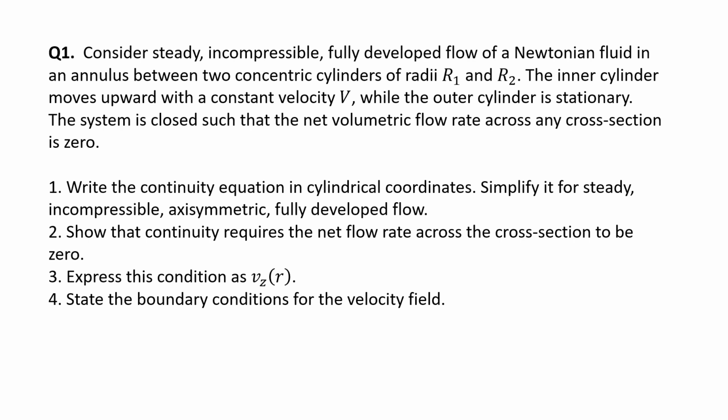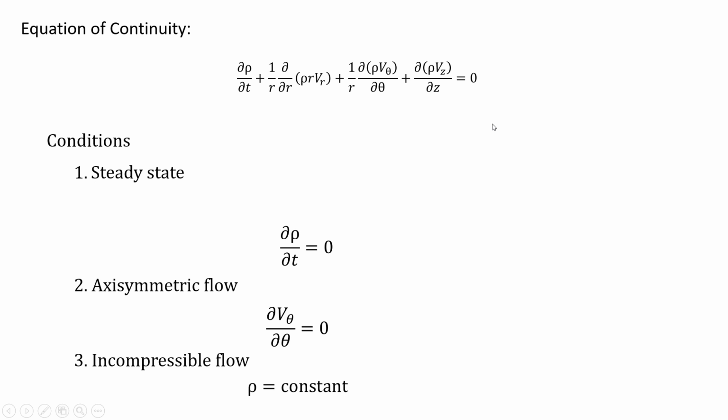Simplify for steady incompressible axisymmetric flow. Consider that the continuity requires net flow rate across cross section to be zero. Express this condition as Vz of r and state boundary conditions for the velocity field. So let's start with writing continuity equation. So this is our continuity equation in cylindrical coordinates.